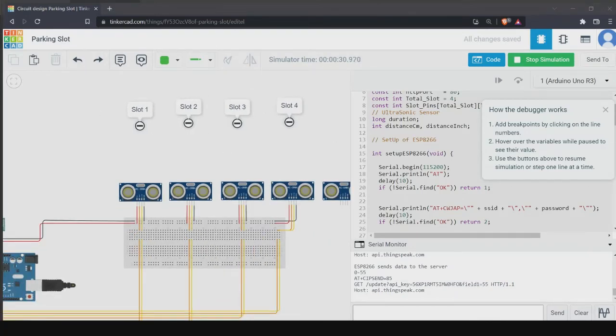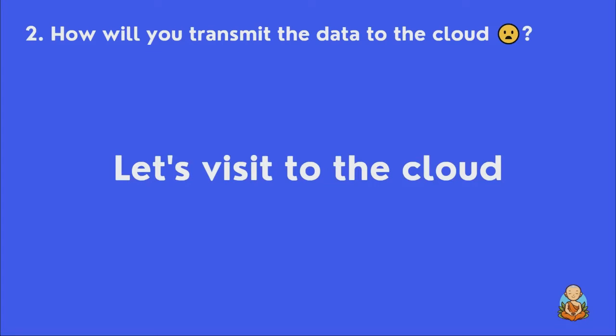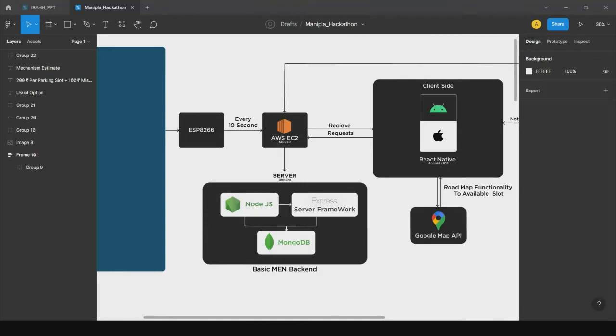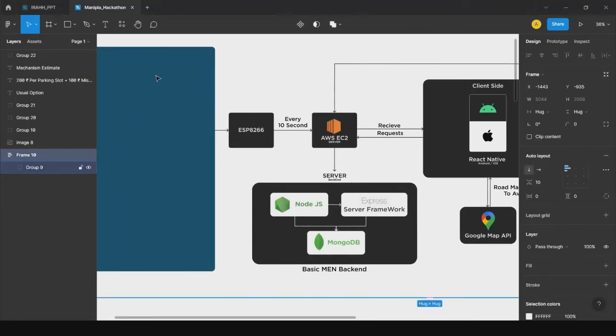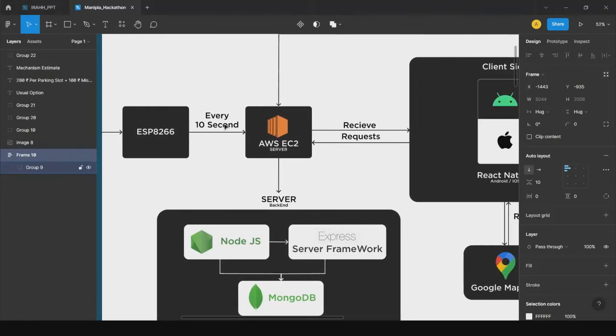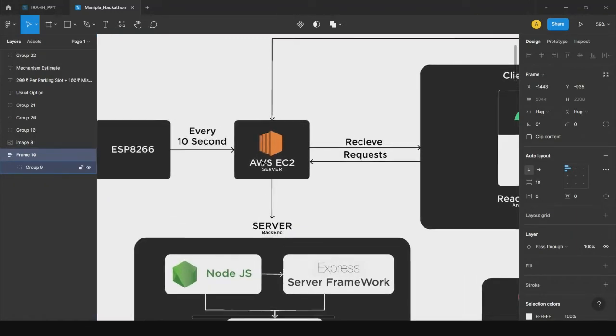So let's go to our third question. Now we have the circuit and models ready for parking slot detection. Then what's on the user side? Let's see our server architecture for the user. So here are all the circuit models. Then from the ESP8266, every 10 seconds we are updating data on our AWS EC2 server.